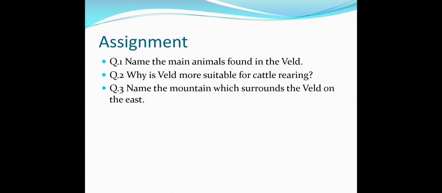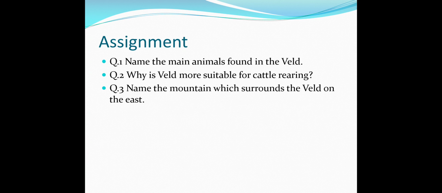Question number 3, name the mountain which surrounds the veld on the east. We discussed the physical features, we discussed the places which surround it. So you only have to tell that mountain which surrounds the veld on the east.